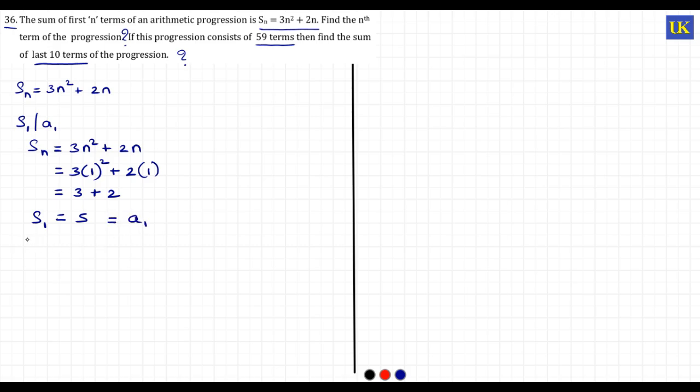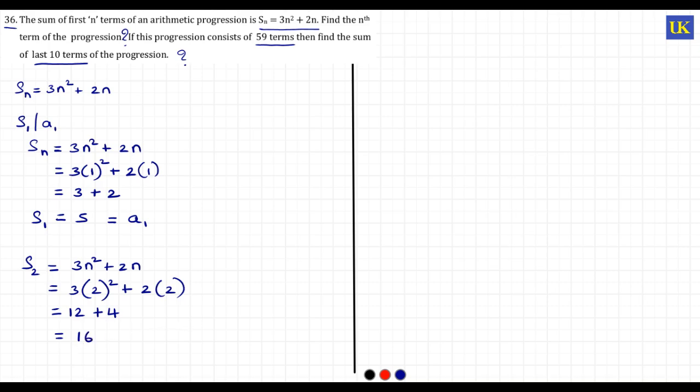Now what we will do, we will find the sum of the second term. So S2 we will find out. Now we will take the same equation, 3n square plus 2n. This time in n's value we will put 2, because we are finding the sum of the first two terms now. So instead of n we will write 2. 2 2s are 4, 4 3s are 12, plus 2 2s are 4, 12 plus 4 is 16, right?